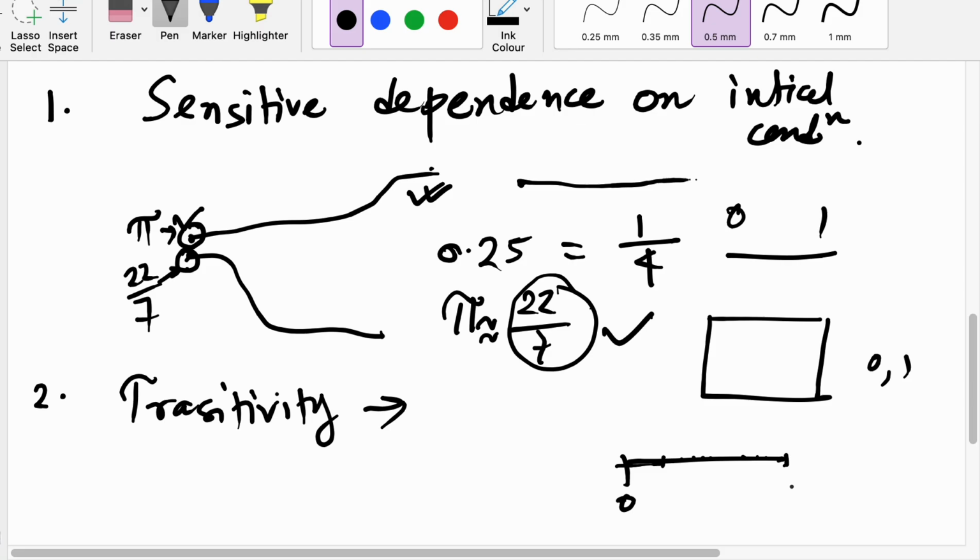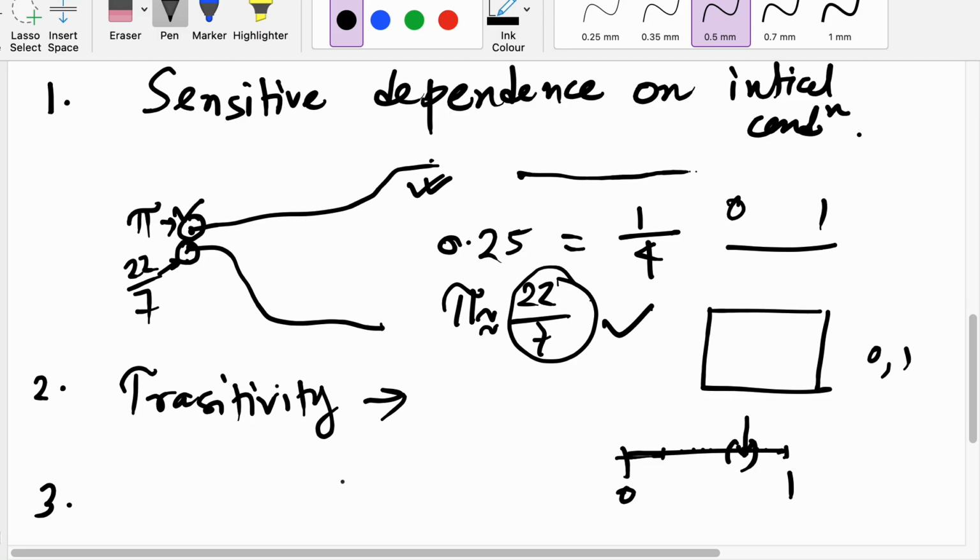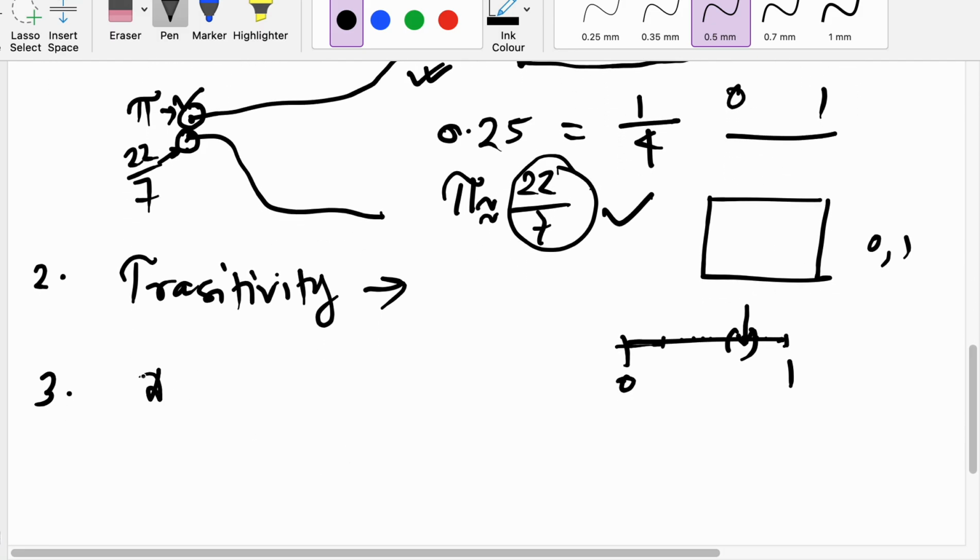So if you want to observe only here, after some point, you don't know when, but you can ensure that if the system is chaotic, after some time it will come into this region. So this is transitivity. And the third thing is very interesting, called dense periodic orbit.